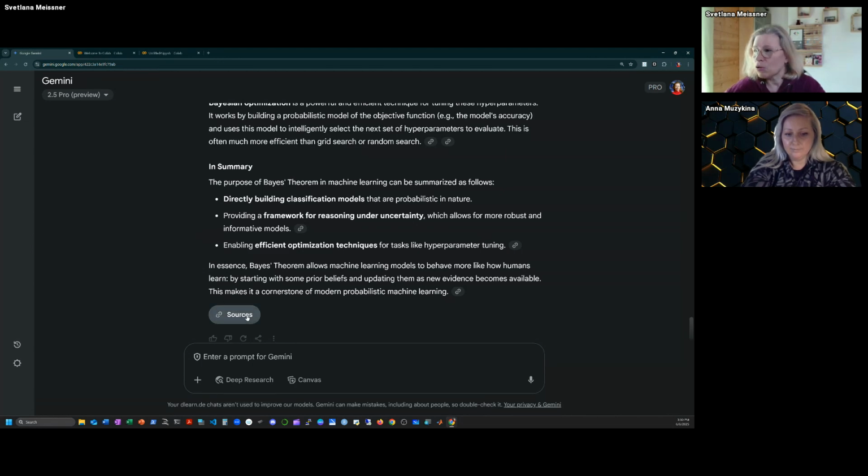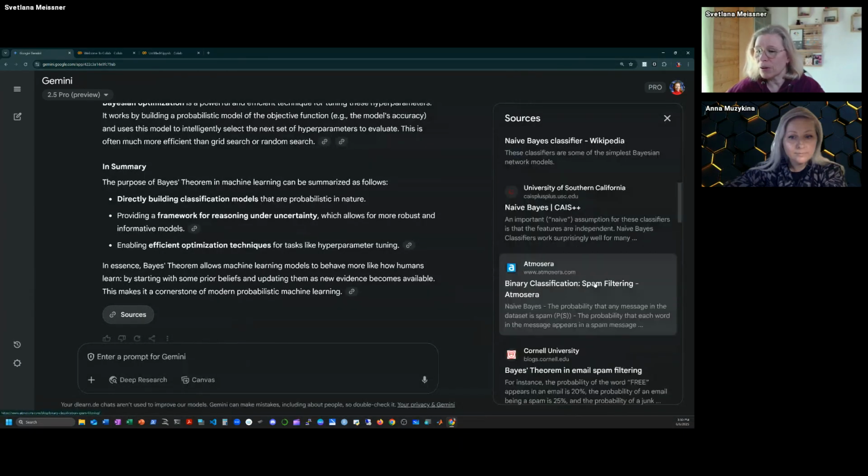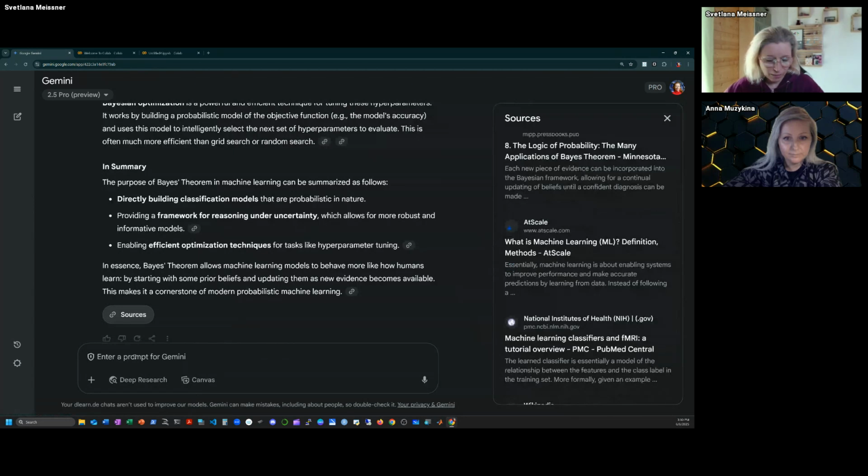And I can also check sources. Then also I will connect the sources that were already there. We can also check Canvas, and we're checking Canvas, and we'll see.